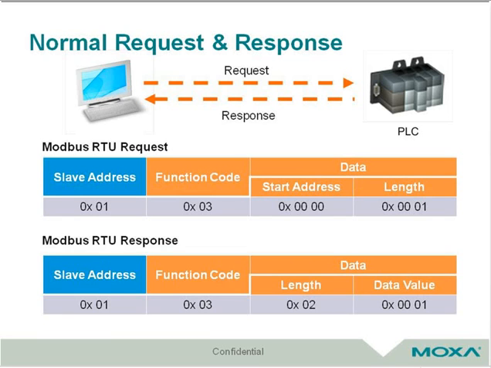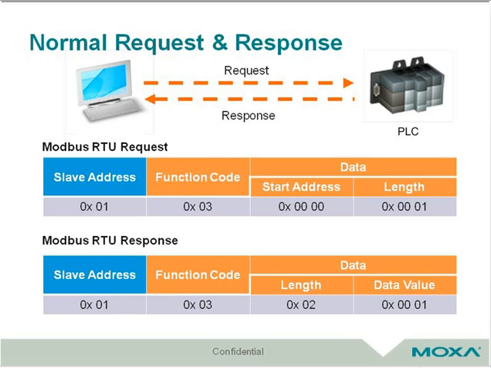Here is an example of a normal request and response. For a request, the Modbus master asks slave ID 01 to respond to this command. And what should be responded? Let's check the function code. 03 means read holding registers. And for the data field, this read command should start from address 00, for 1 unit of holding registers, which means 2 bytes of data.